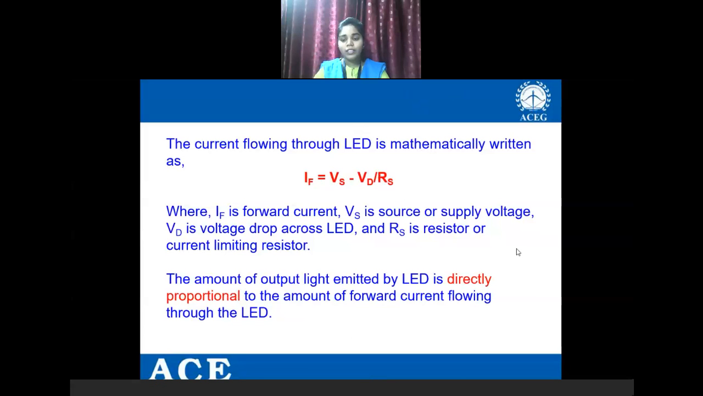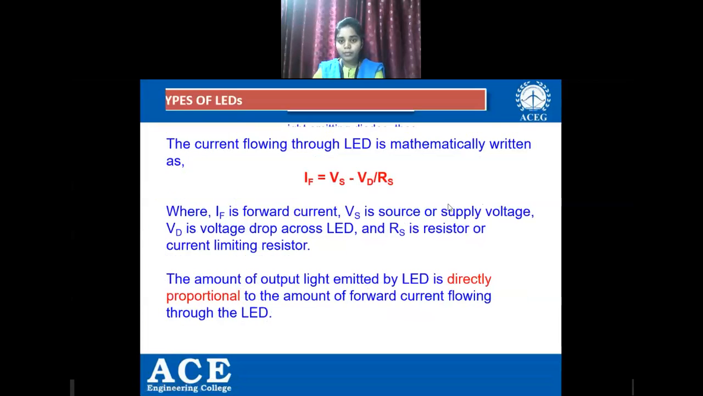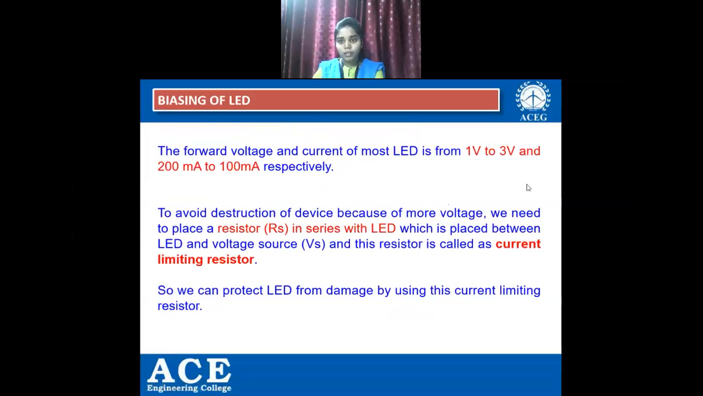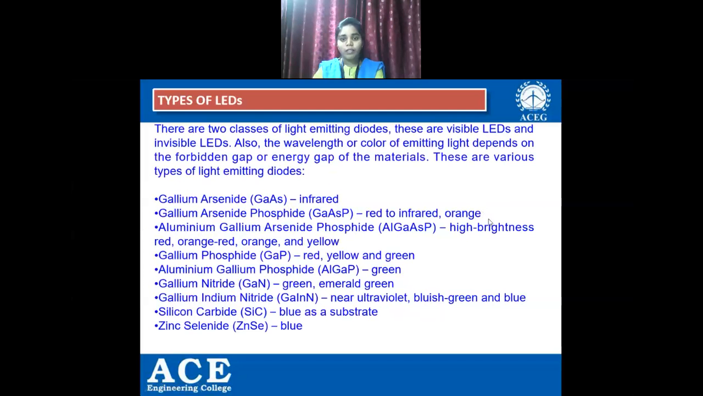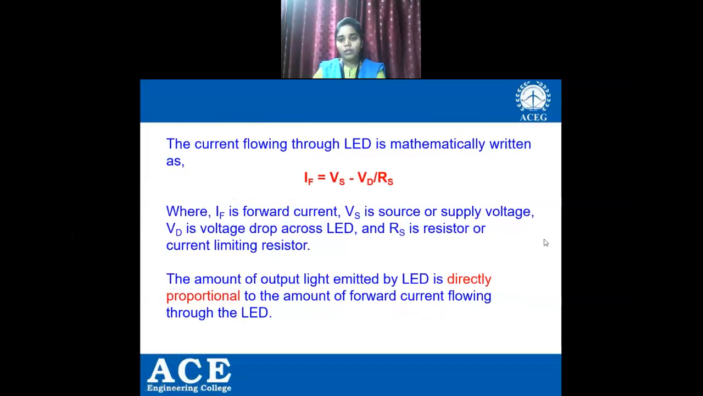Now we have already seen the limit, 3 volts. If we give less than 3, what is going to happen? Between 1 to 3 volts, whenever you give less, what is going to happen? It will not glow. That is what is mentioned here. The amount of output light emitted by the LED is directly proportional to what? The amount of forward current flowing through it. Clear?